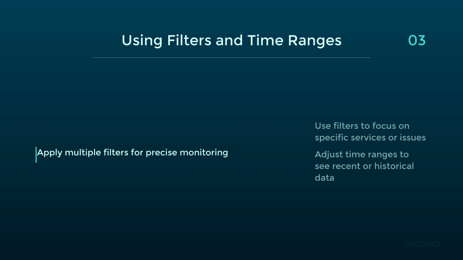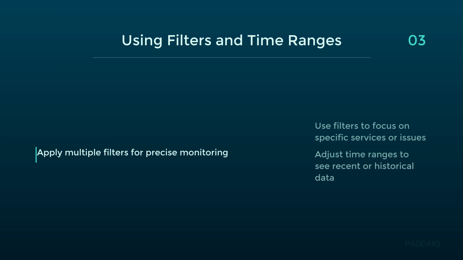Apply multiple filters for precise monitoring. This means combining different criteria to focus only on relevant data, like narrowing search results. For instance, filter by both application name and error level to quickly find critical issues in a specific service.